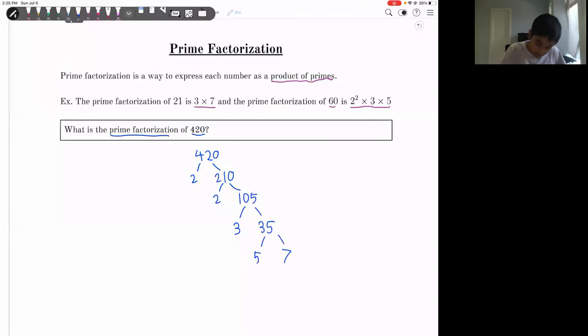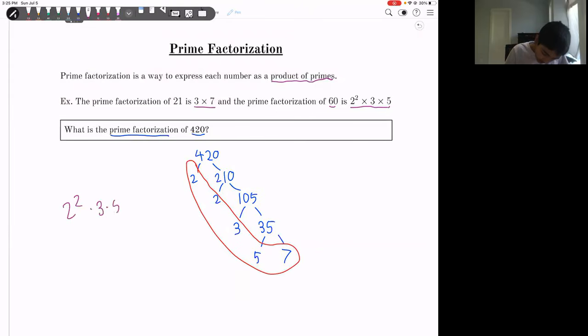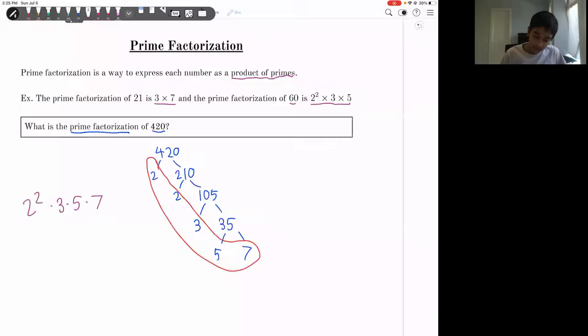So our prime factorization is just going to be this part over here, which is 2 squared times 3 times 5 times 7. This is our answer. Any questions? Okay, let's move on then.